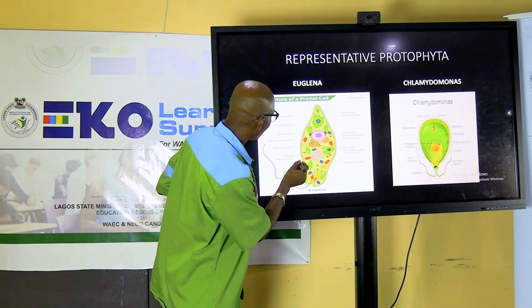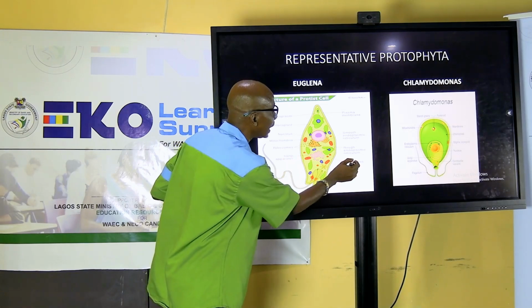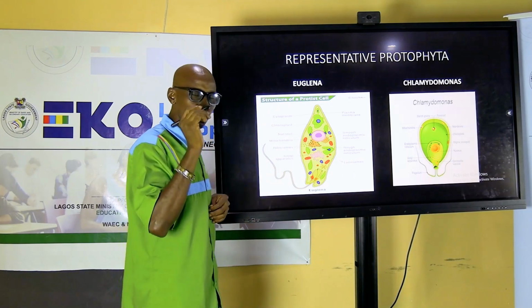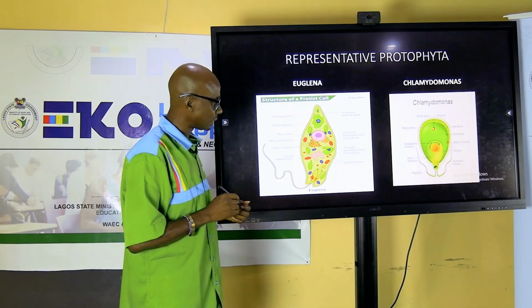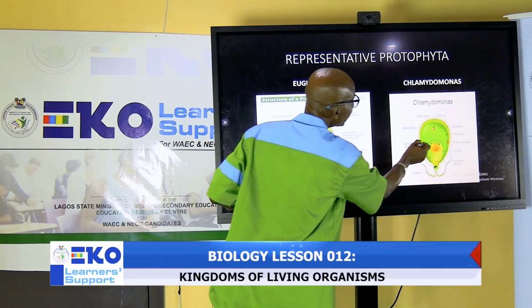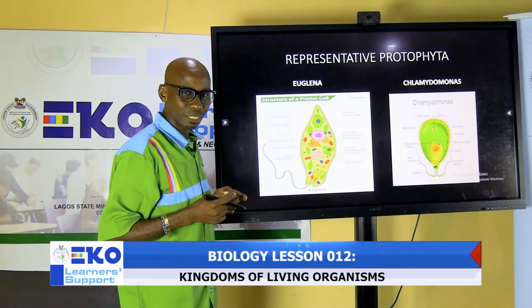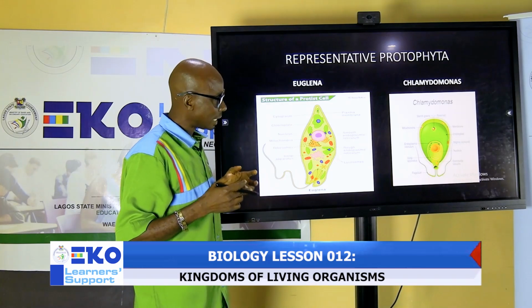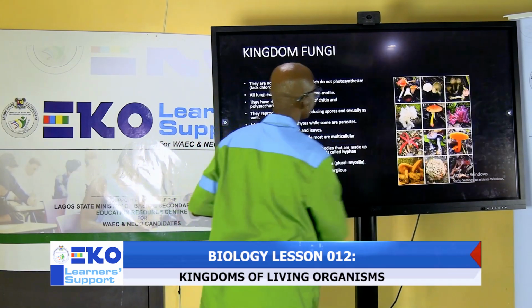It has a Golgi body. It has a lysosome. A lysosome is only found in animal cells. It's not found in plant cells. It also has an eye spot, which is sensitive to light. The same thing goes for Chlamydomonas. It can also behave as a plant. It can also behave as an animal.